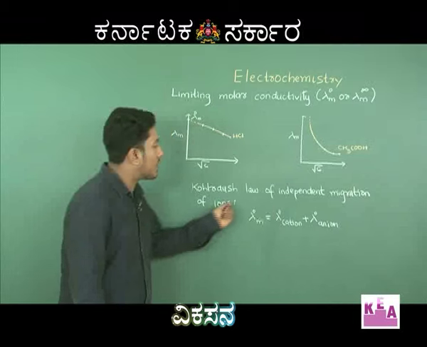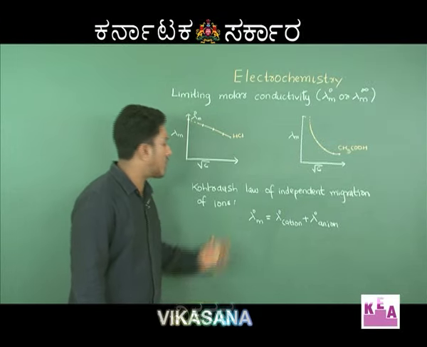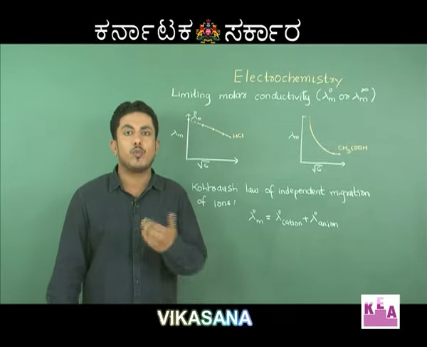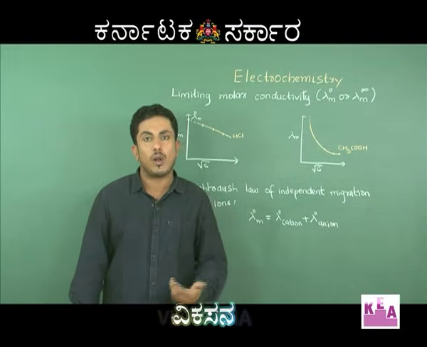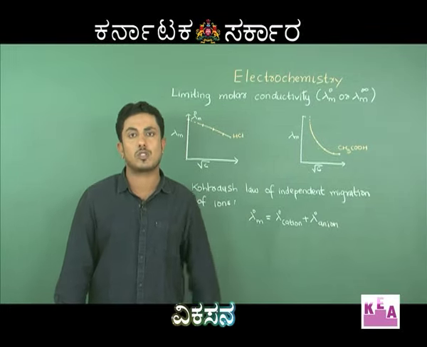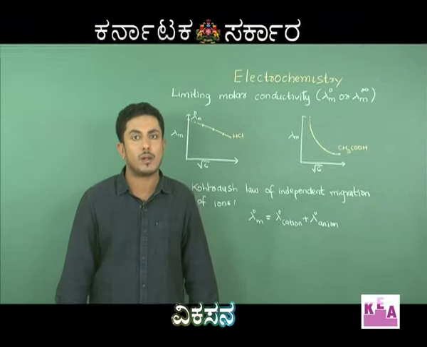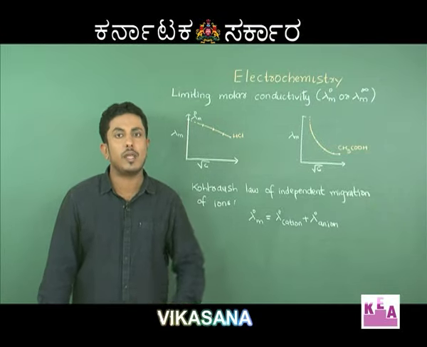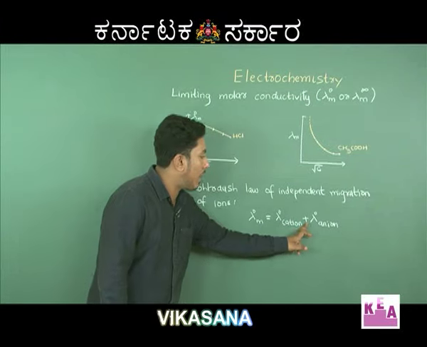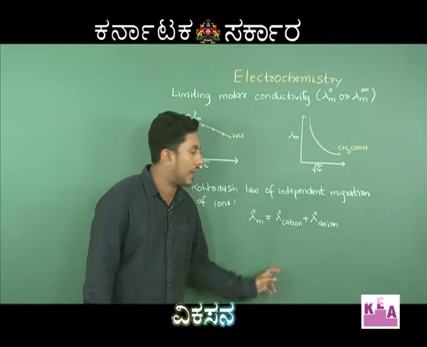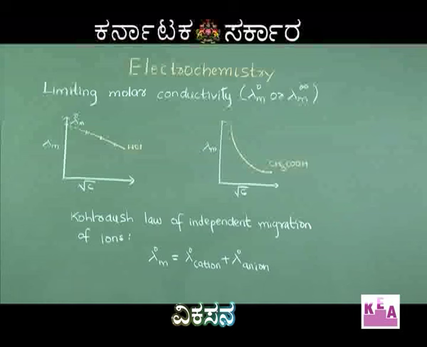Hence, Kohlrausch's law of independent migration of ions can be used to find the molar conductivity at infinite dilution for a weak electrolyte. According to Kohlrausch's law of independent ion migration, molar conductivity at infinite dilution of an electrolyte is the sum of ionic conductivity of the cation and the anion.